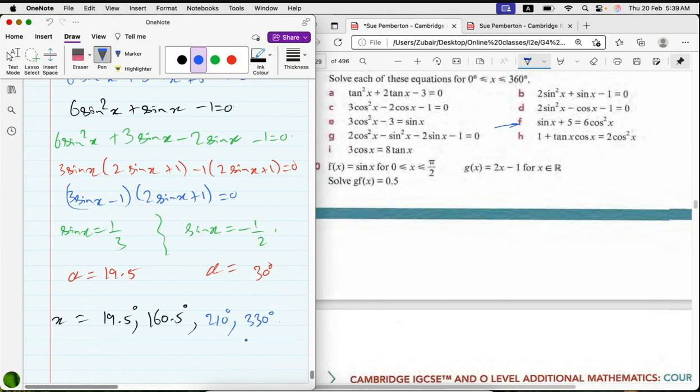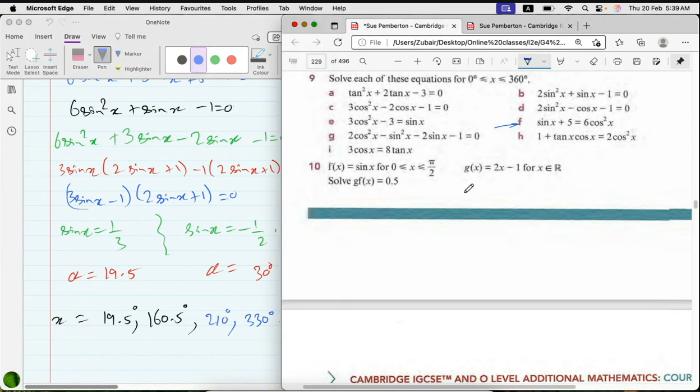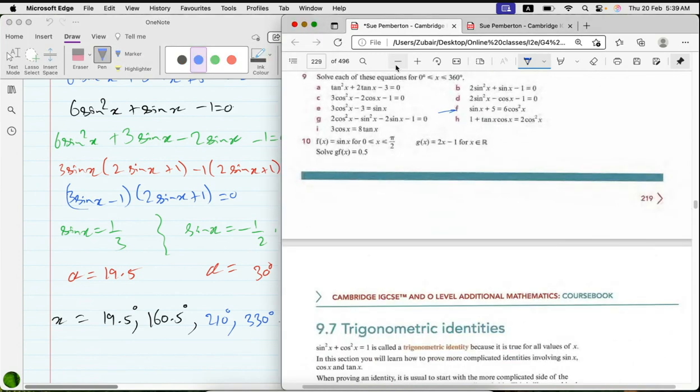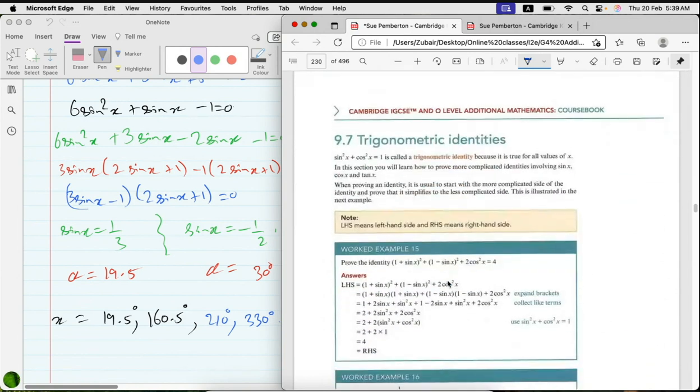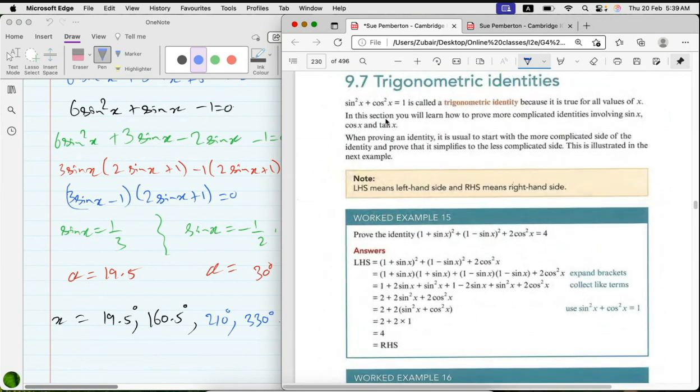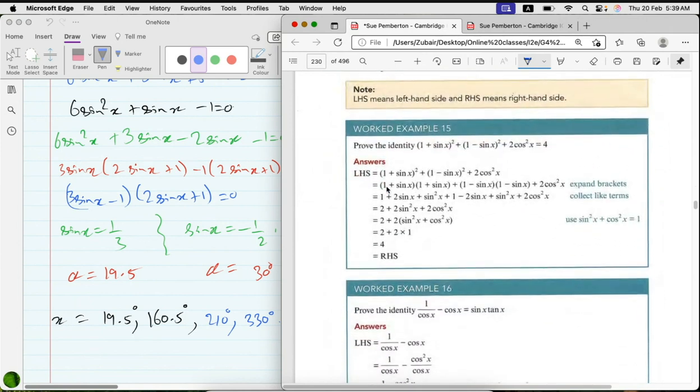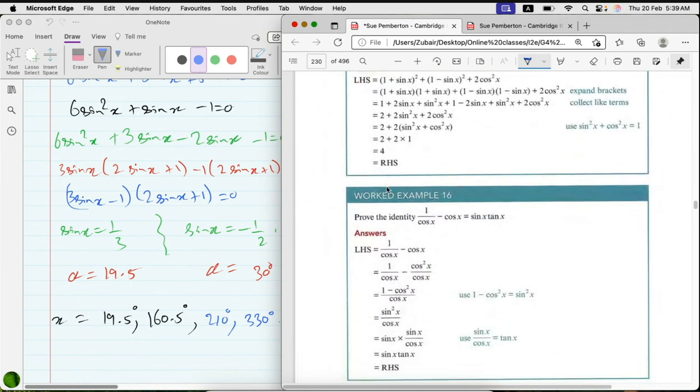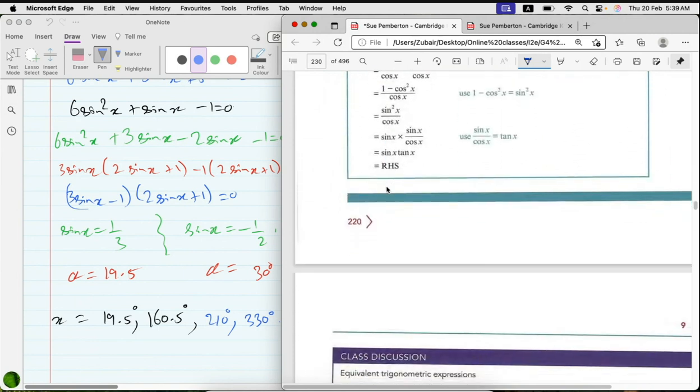19.5, 160.5, 210, 330. Exactly. Okay. So these types are covered. Trigonometric identities: proving left hand side equal right hand side. The first identity we're using is sine square x plus cos square x equal to 1. And a few worked examples. 1, 2.